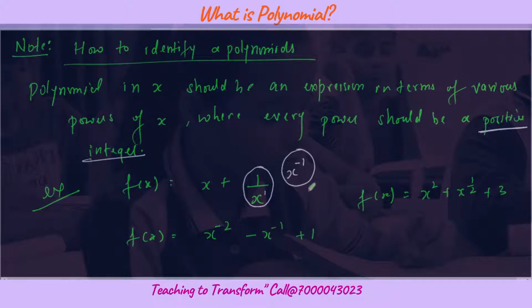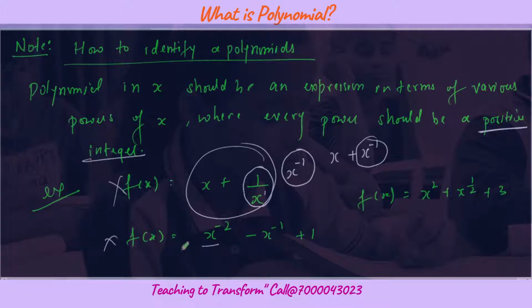It seems like it is written x to the power 1, but it is not. When you write like this, this expression is equivalent to x plus x to the power minus 1, and as one term of this expression has a negative power, this cannot be a polynomial. If you find any single term of the given expression having a negative power, it will not be a polynomial. In the other case, the power is positive but not an integer, it is a fraction.